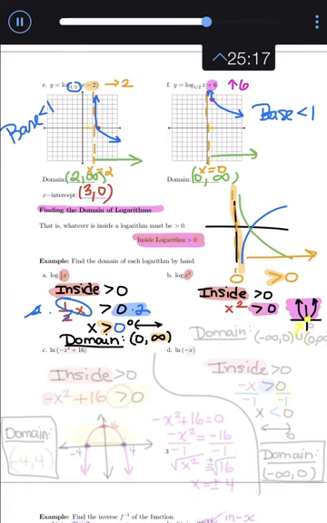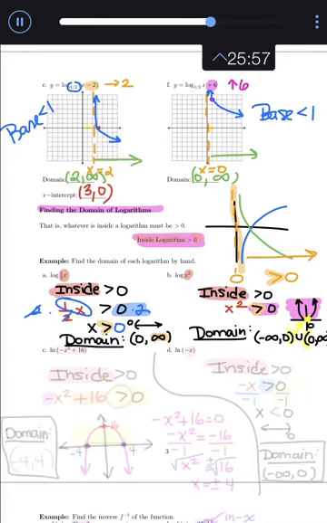Well, that means everything to the left of 0 and everything to the right of 0, just not 0. And we write that as a union. So we'll write that out as the domain as negative infinity to 0, union 0 to infinity. Notice the parentheses here on both sides make sure that you're not including 0. And the reason why you can't include 0 is because we want to be greater than 0, not equal to. And at 0, we are equal to 0. So we have to leave out that value.